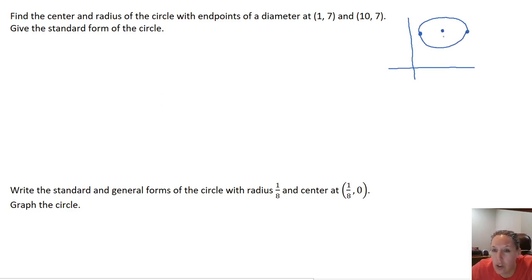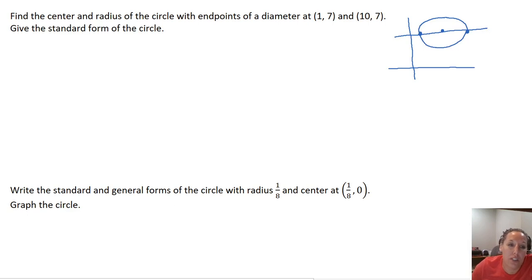The center of that circle is going to be halfway in between those 2 points. So the diameter of the circle is going to be the distance between those 2 points. It's going to go through those 2 points and the center of the circle. All right, and then we're going to give the standard form of the circle. So in order to give the standard form, we've got to find the center and radius.